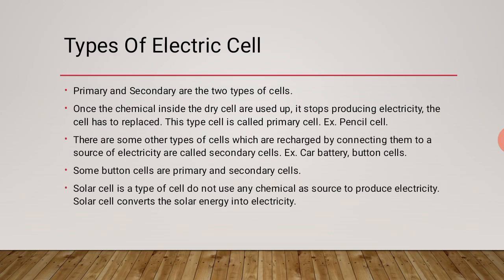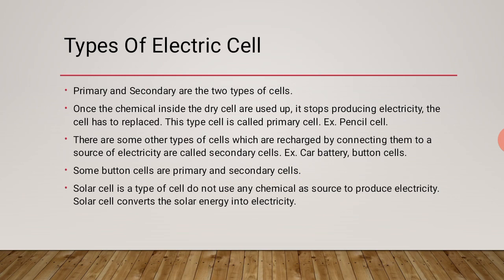Next thing is types of electric cells. There are two types of electric cells, primary and secondary. Primary cells are those in which the chemical inside the cells is used up and it stops producing electricity, then the cell has to be replaced. These are the primary cells. Example, Leclanche cell.